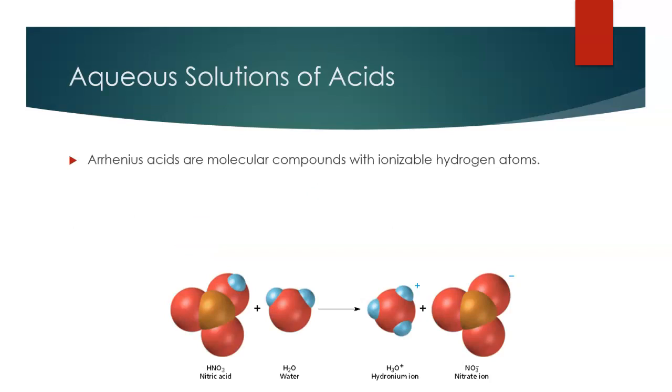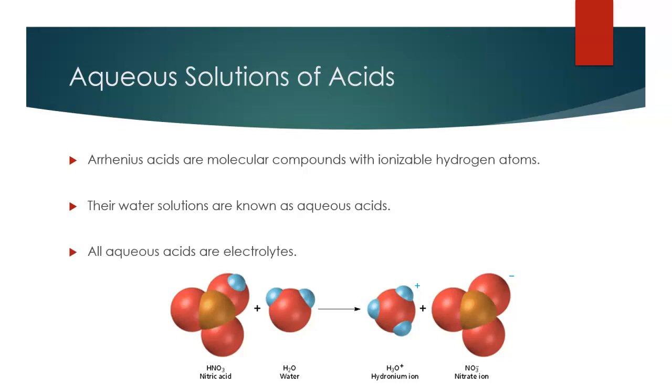Arrhenius acids are molecular compounds with ionizable hydrogen atoms. What that means is you could break off a hydrogen atom from that acid. Their water solutions are known as aqueous acids. All aqueous acids are electrolytes, or can conduct electricity.